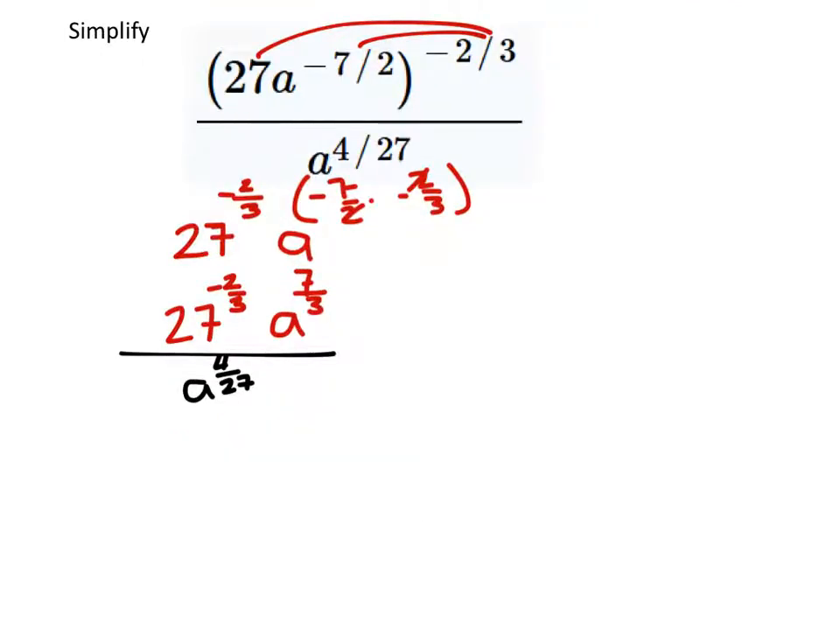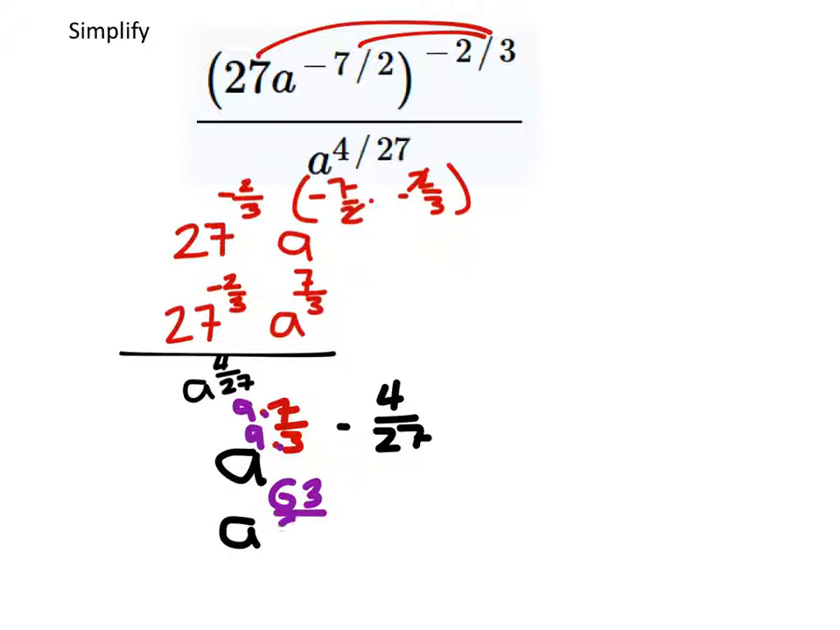All right, with this, I can combine my a values, since I have just a common base of a, and I'm going to take that 7/3 and subtract the 4/27. And these ones don't have common denominators, so I'm going to need that. I'll multiply the 7/3 by 9/9, which gives me a to the power of 63/27 minus 4/27, which is 59/27. So that was just a.